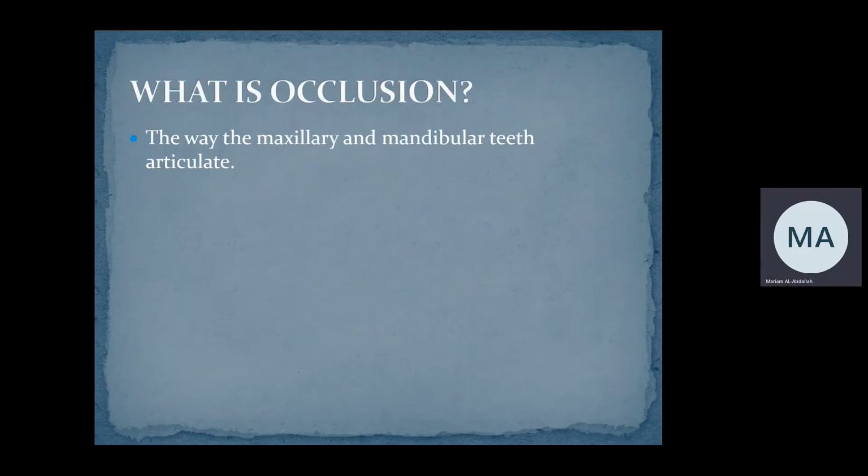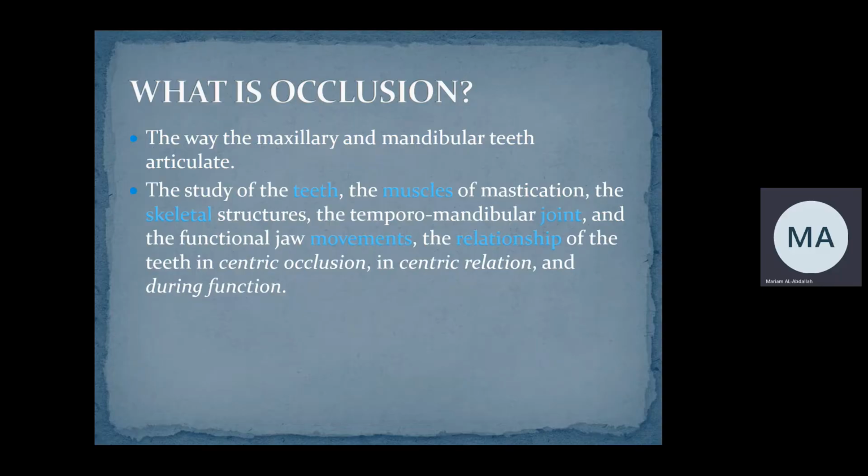Right. Since we're talking about occlusion, it's important to understand what that is. I know that you took a whole course about it, but here we're concerned with the relationship between the maxillary and mandibular teeth in the maximum intercuspation, but you also need to know that occlusion is the relationship between teeth, muscles, skeletal structures, temporomandibular joint, nerves, functional jaw movements, relationship of teeth in the centric occlusion, centric relation, and during function. So it's really the relationship between teeth during function as well as maximum intercuspation.